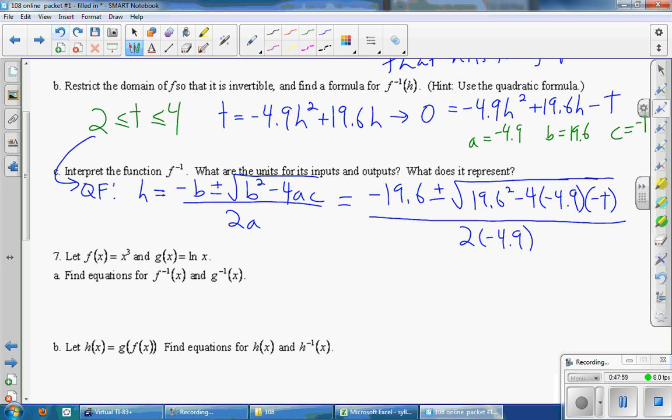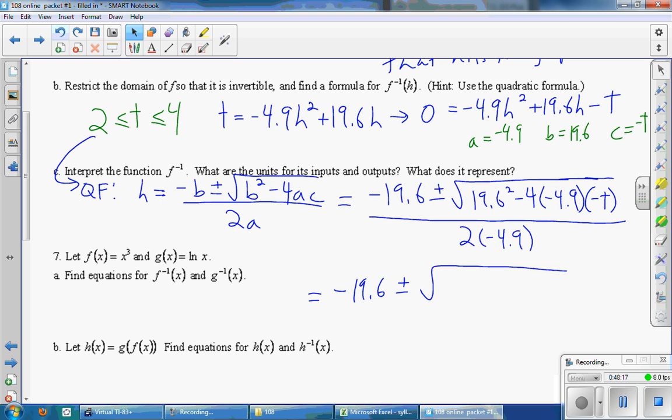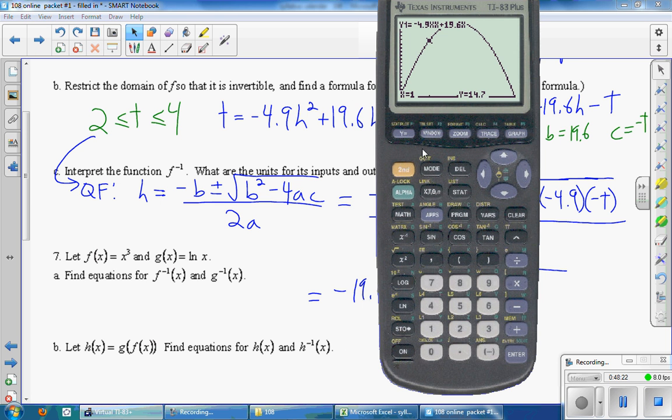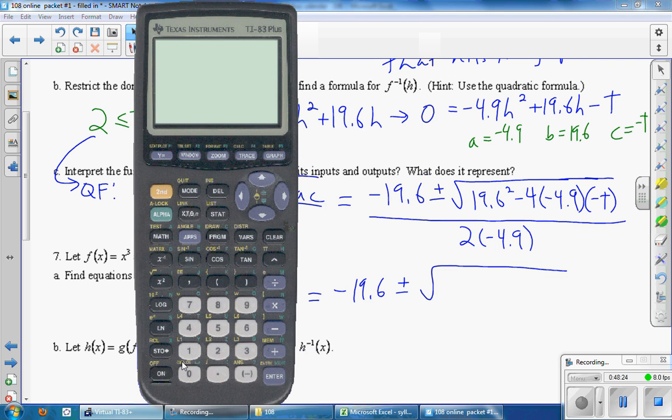Okay, so moving along here, let's see, negative 19.6 plus or minus square root of. Okay, so trying to square 19.6. And I'm actually looking at the answer key now because I'm a cheater like that, and it didn't even square 19.6. So let's use the calculator. Square it, and we'll get what the number is here. 19.6 squared. Okay, 384.16.